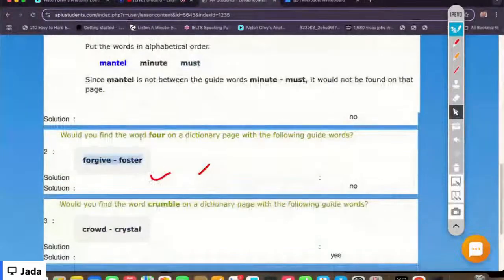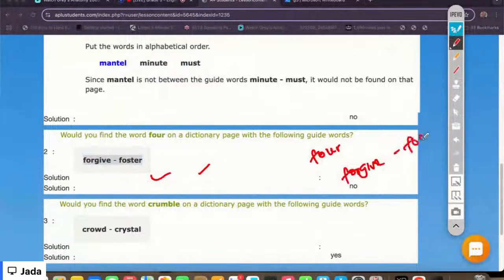All right. Would you find the word for on the dictionary page with the following guide words? We have forgive and foster. Can you find for in between? No, you cannot, because forgive is FOR and foster is FOS, so it stops at FOS. And for is FOU. So you cannot find for in between forgive and foster.